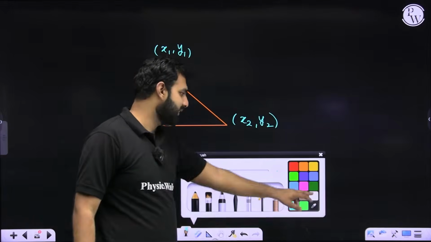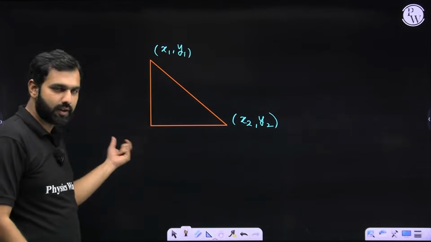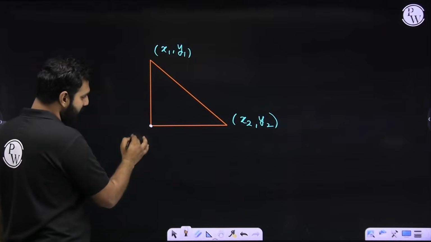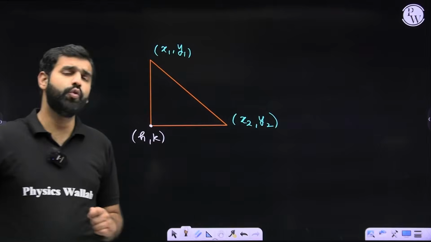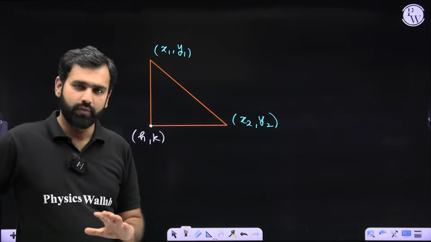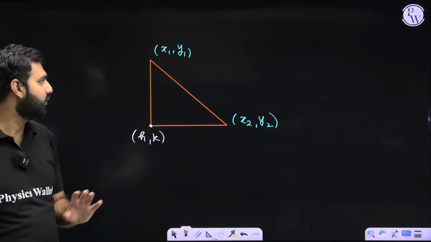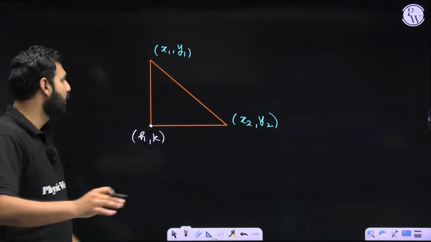So what I'm suggesting here is that let's say I wish to find out the third point, this vertex where the right angle is created. Let's denote it by h comma k. How do I find h comma k? The formula is very simple here, students. What I know is, first of all, I'll apply the Pythagoras theorem. What does Pythagoras say?